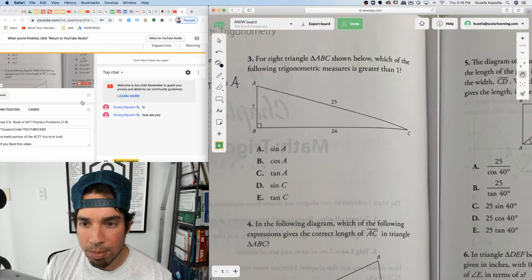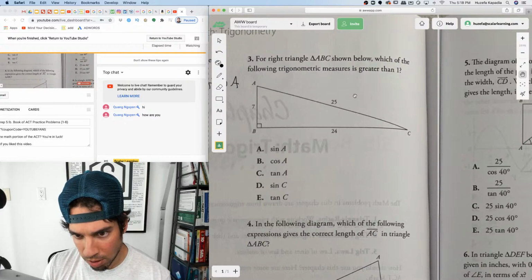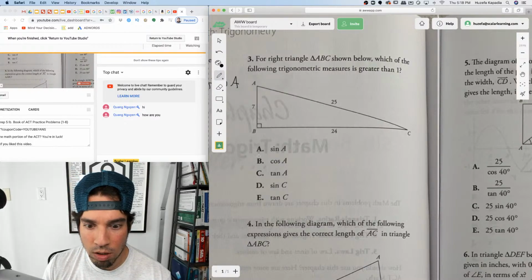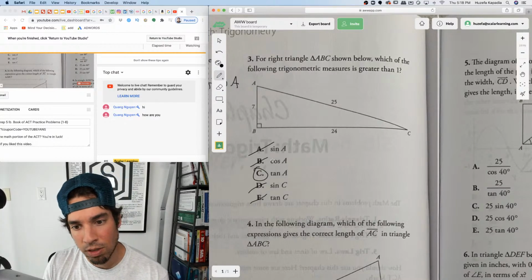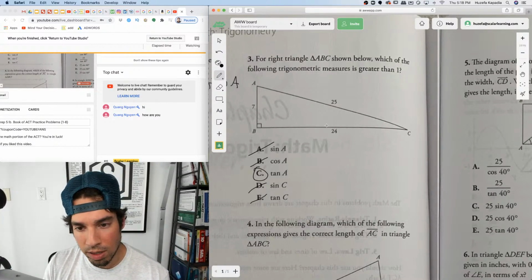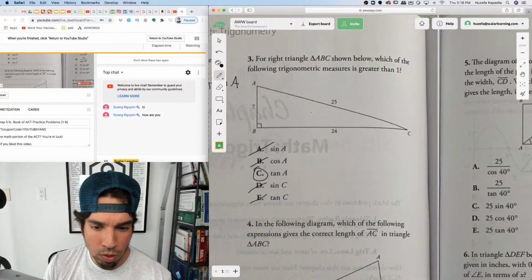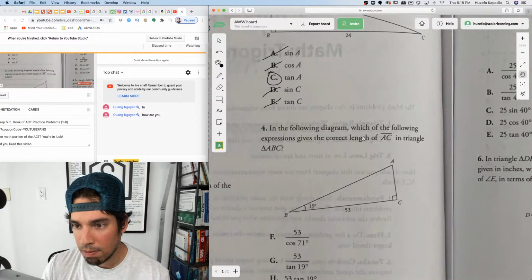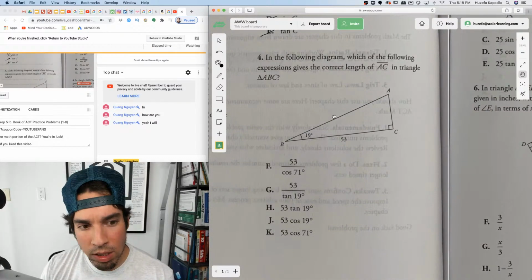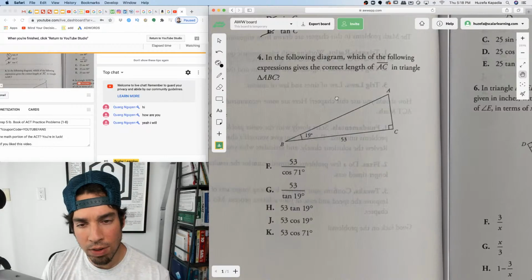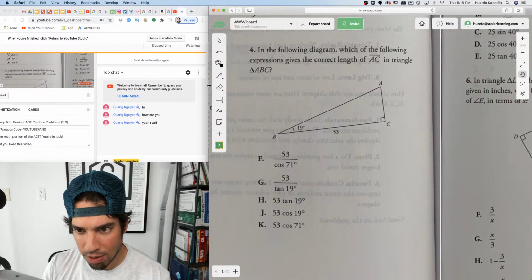For right triangle ABC shown below, which of the following trigonometric measures is greater than 1? First of all, none of these can be greater than 1 except tangent. Tangent of A is opposite over adjacent, 24 over 7, and that's that. In the following diagram, which of the following expressions gives the correct length of AC in this triangle?